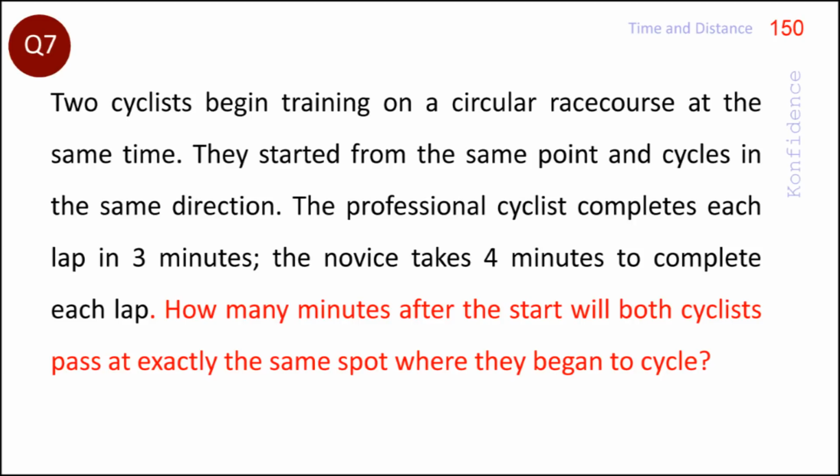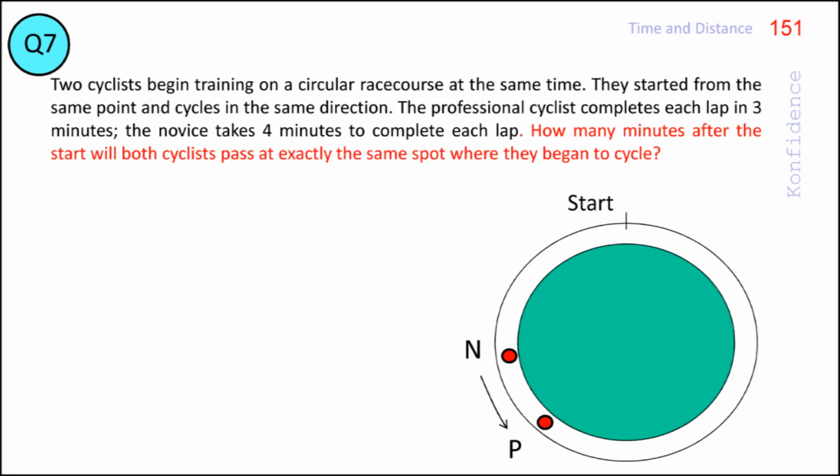The question describes a circular track in which two cyclists are cycling. They start from the same point at the same time and are cycling in the same direction. We are asked to find the time after their start at which the two will meet for the first time at the starting point. It is given that the professional cyclist completes a lap in 3 minutes. So after 3 minutes, he will be at the starting point for the first time.